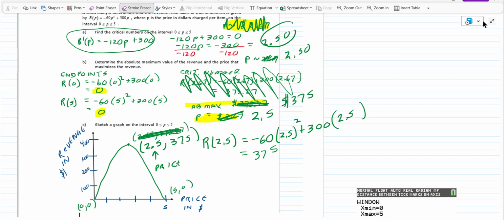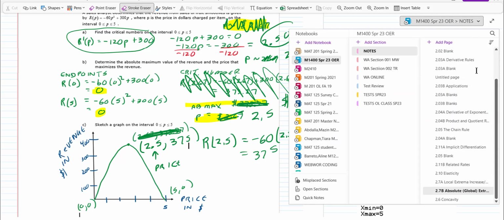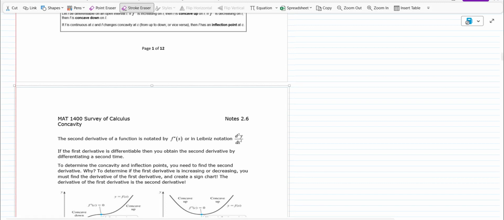Okay. All right. So I'll go ahead. I passed out the 2.6. And in 2.6, we are going to learn about concavity. And like I was saying, this is the order I feel like I need to teach this in.